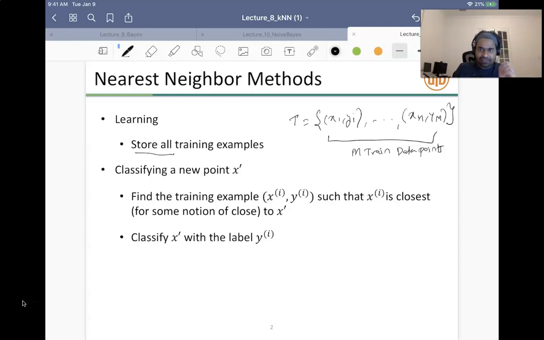And then when I'm given a test example to classify, I find a training example xi, yi that is closest, in some notion of closeness, to my test example x prime. Then given this xi, yi, which is the closest to x prime, I just classify x prime with the label yi. This is also called one nearest neighbor, because I'm literally looking at the nearest neighbor point. We'll look at a simple generalization of this. Again, note that x prime is my test point.